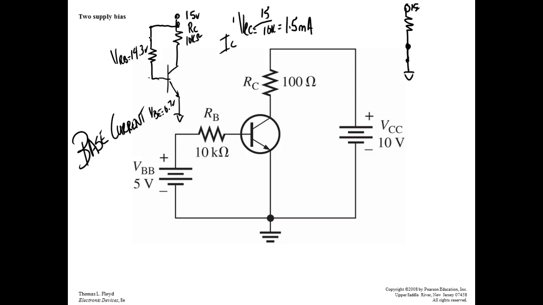What do I need to know, guys? Ohm's law says R is equal to V over I. So I know the V, I don't know the I. What do I need to know to find the base current? The beta. So we need to know the beta of the transistor. What beta do y'all want to use?